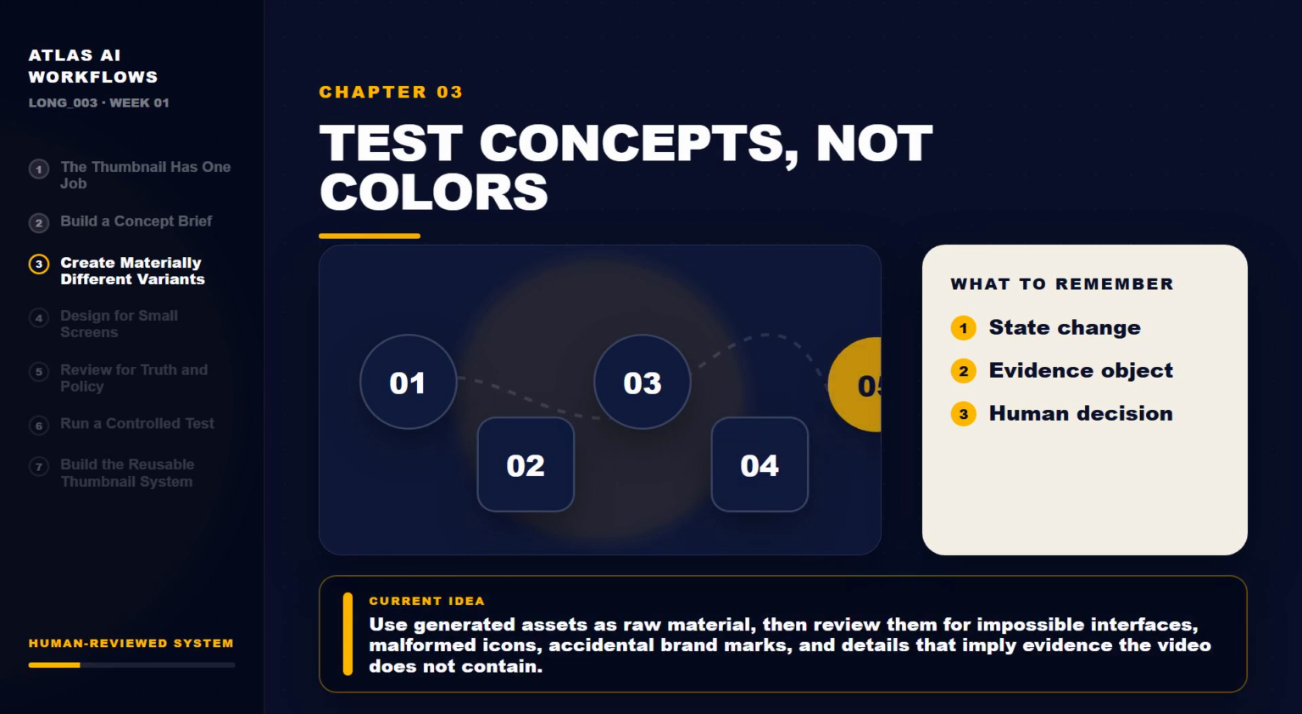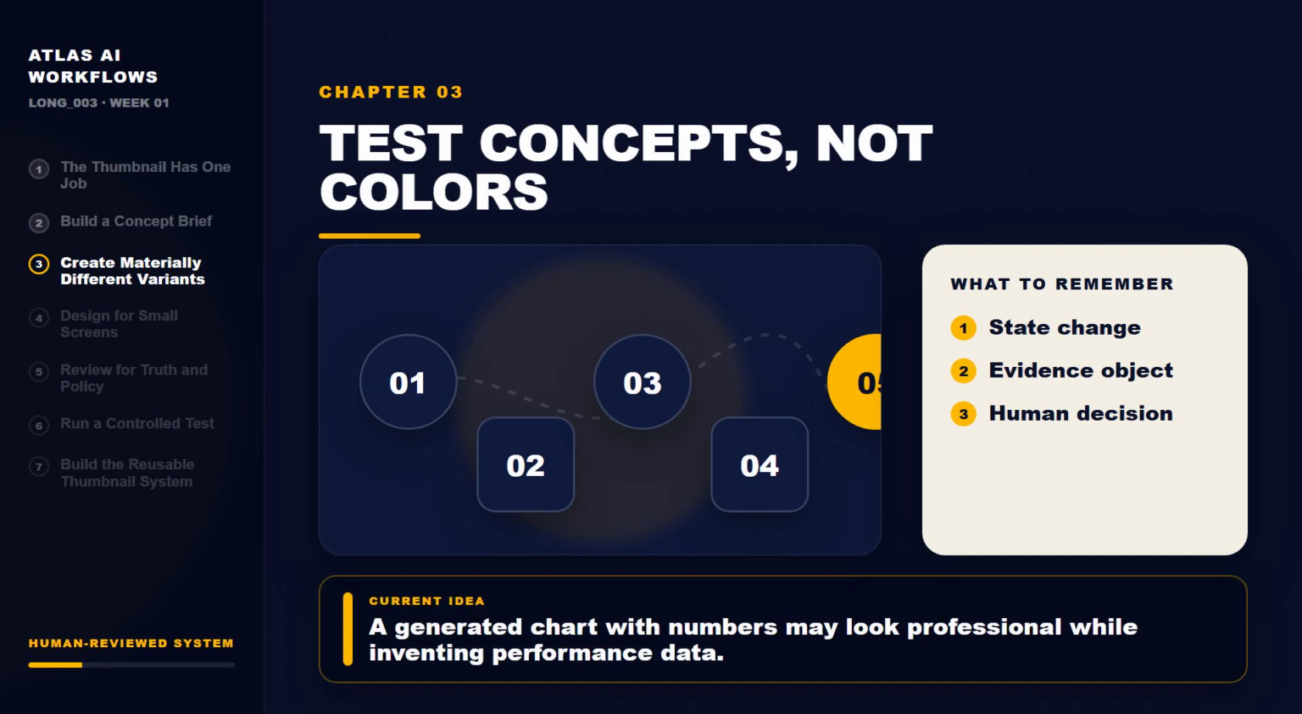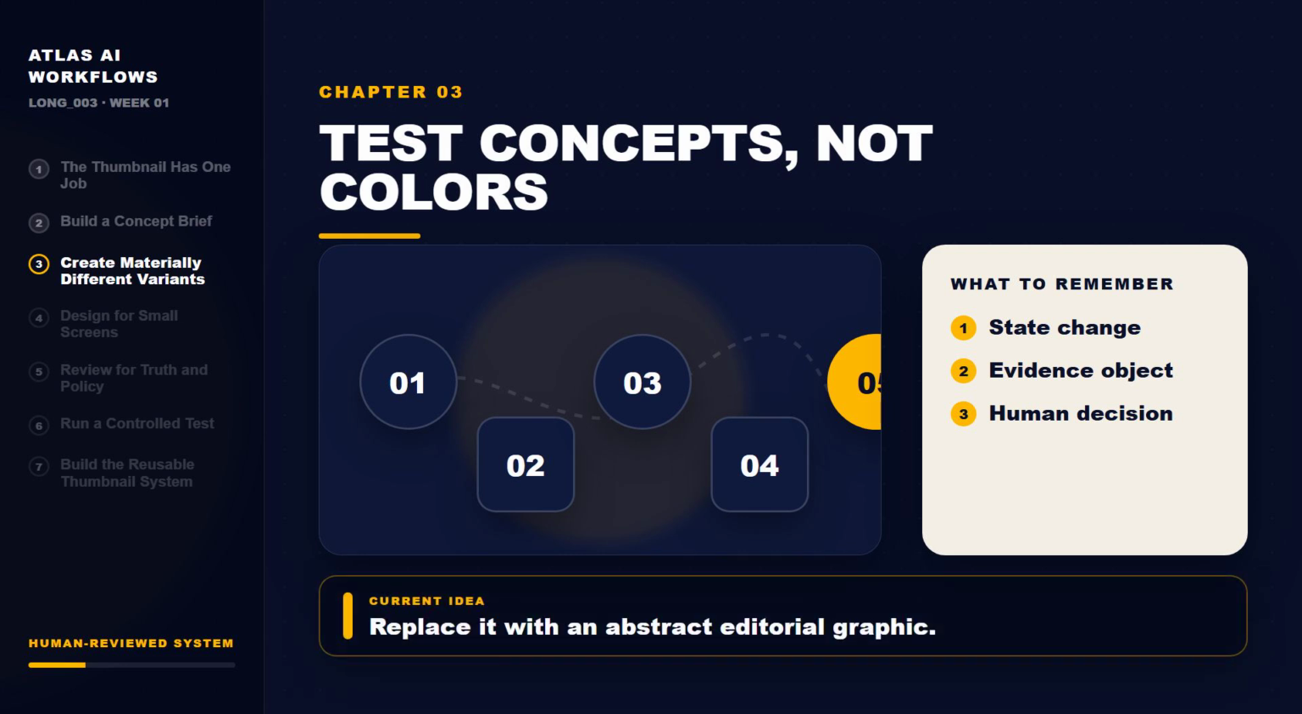Use generated assets as raw material. Then review them for impossible interfaces, malformed icons, accidental brand marks, and details that imply evidence the video does not contain. A generated chart with numbers may look professional while inventing performance data. Remove it. A photorealistic public figure may create an unnecessary disclosure or rights issue. Replace it with an abstract editorial graphic.